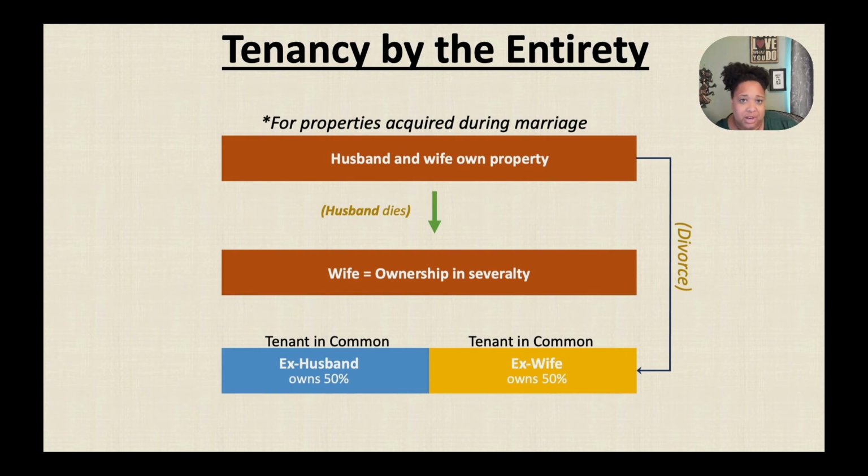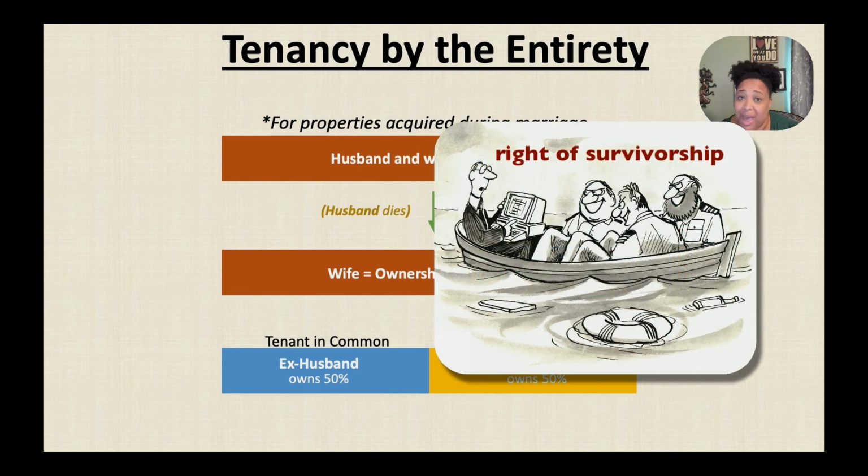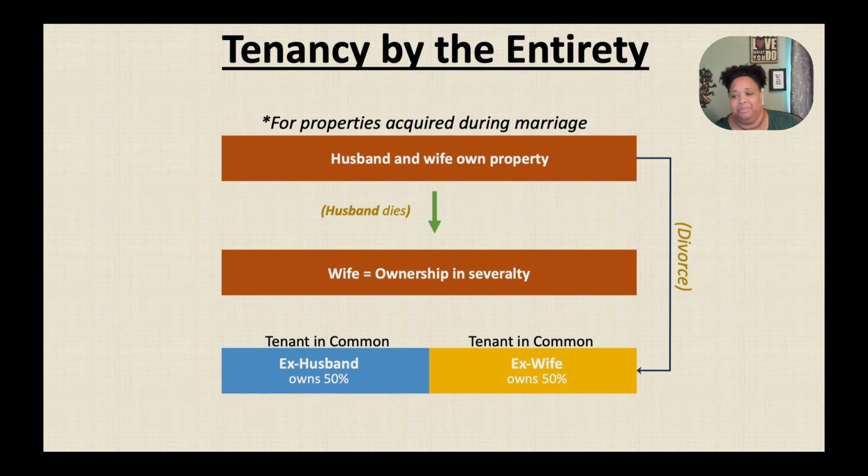Now, what's so great about the tenants by the entirety? It automatically comes with the right of survivorship. So your surviving spouse doesn't have to worry about probate. However, again, this only applies to people who are married. If you buy property together before that, then you can't be tenants by the entirety. You're probably going to be tenants in common unless you ask to be made joint tenancy or joint tenants.